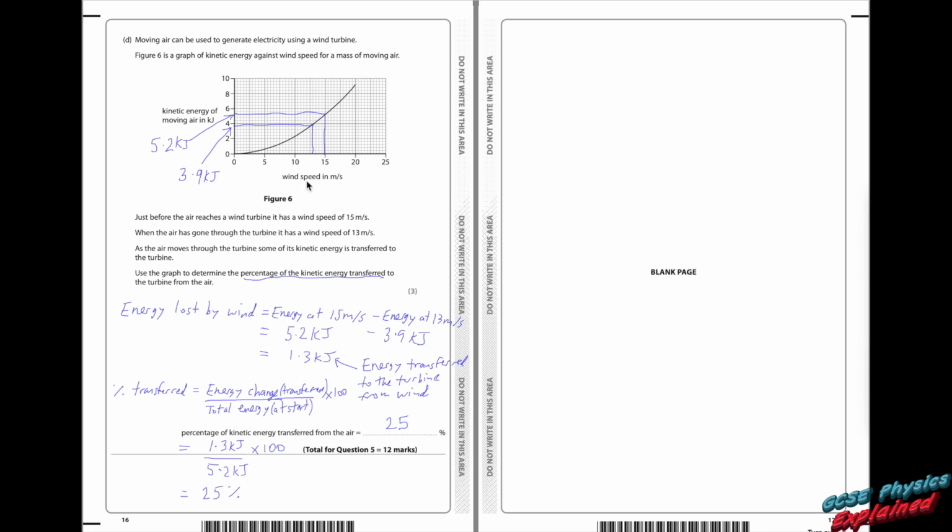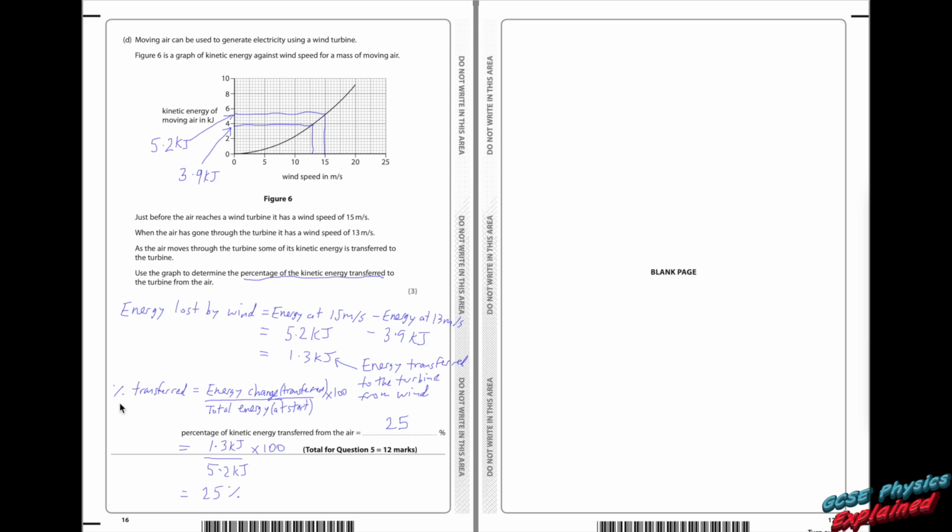transferred to the turbine. So using the graph, at first the wind's travelling at 15 metres a second, and we can see that that corresponds to an energy of 5.2 kilojoules. Once the wind comes out the other side of the turbine, it's only travelling at 13 metres per second, which corresponds to an energy of 3.9 kilojoules. So the energy at the start was 5.2 kilojoules, and the energy after it's gone through the turbine is 3.9 kilojoules. So that means that it's lost 1.3 kilojoules. Now that's the energy that will be transferred to the turbine from the wind.